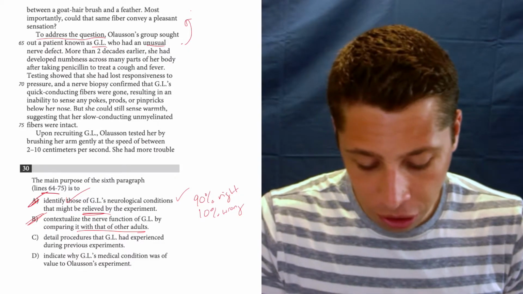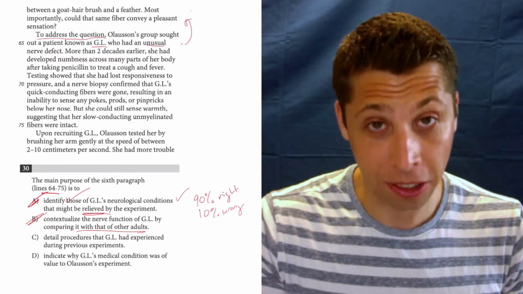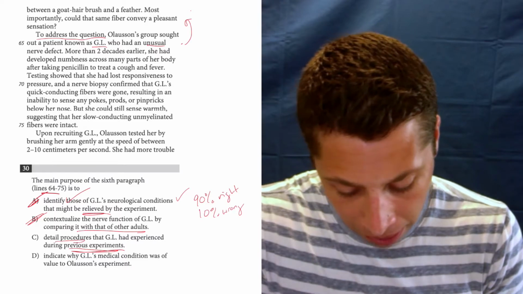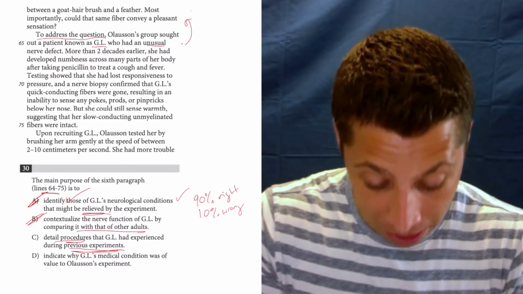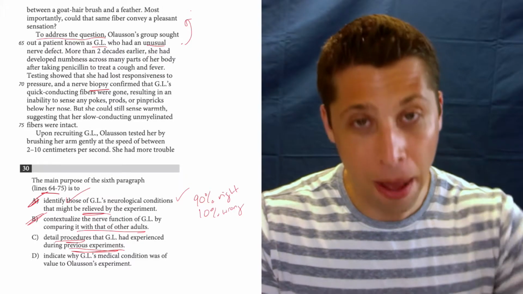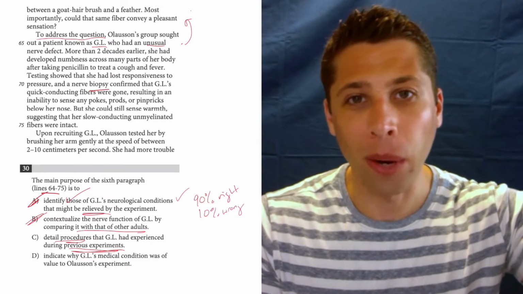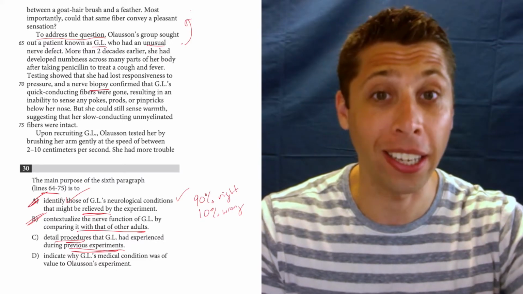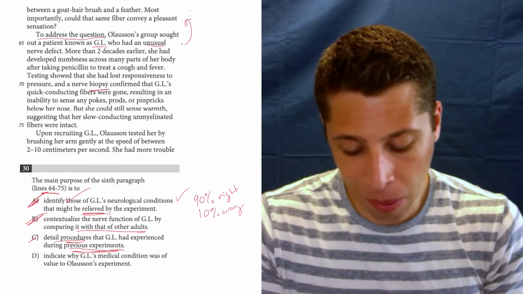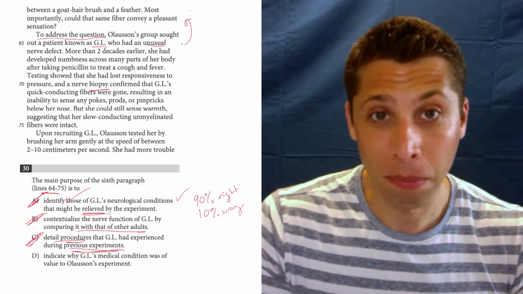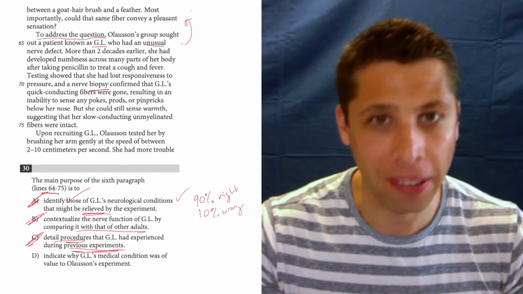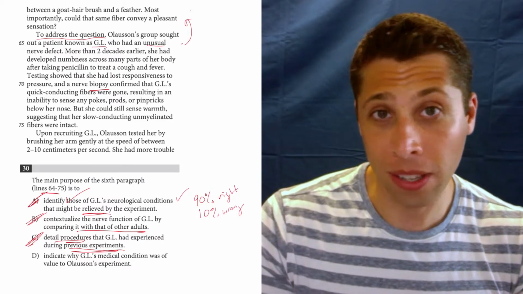Detail procedures that GL had experienced during previous experiments. Well, no, they don't talk about previous experiments. They also don't talk about different procedures, I guess. I mean, maybe there's a biopsy and things like that, but this isn't about that. It's not about knowing what happened to her in the past. It's about explaining kind of like what it is that makes her unusual. So there's maybe a lot more that's wrong with this choice, but even still, it's not about the previous experiment, it's about this current one.